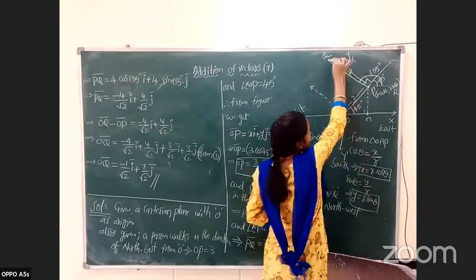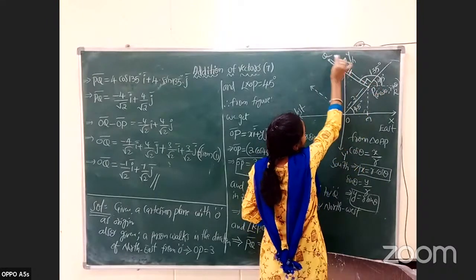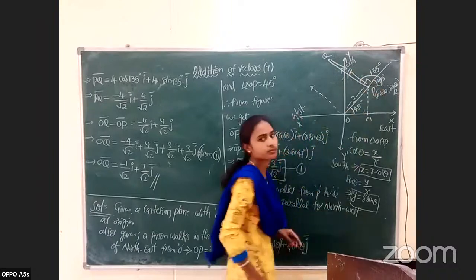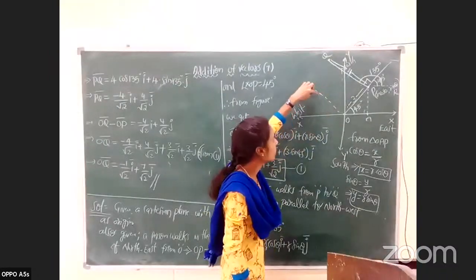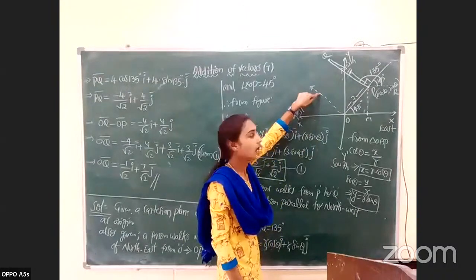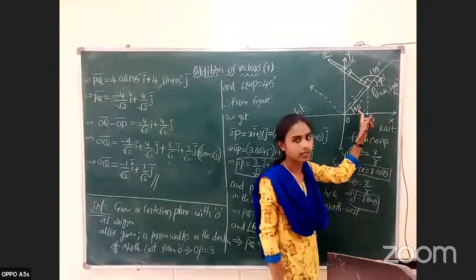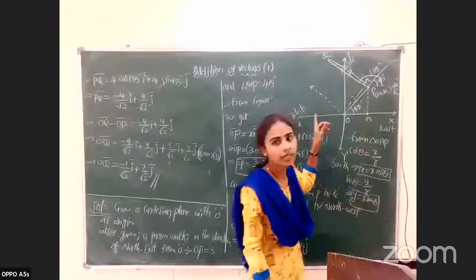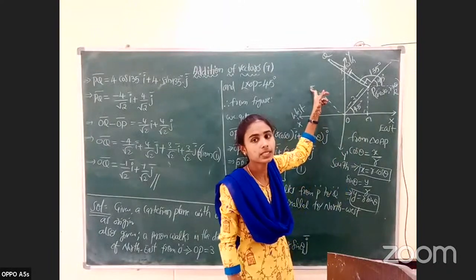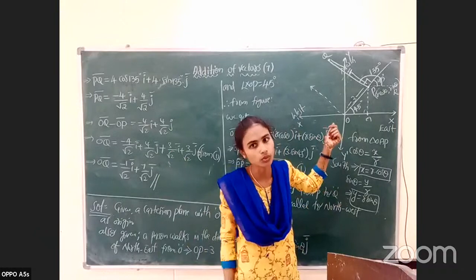And then he walks again from P in the direction parallel to north to west, means in this direction, and reaches point Q, which is at a distance 4 from P. That means he walks 4 units from P in the north to west direction. Also, the angle XOP is given as 45. By using this information, we have to find the vector OQ, expressed in terms of i and j.